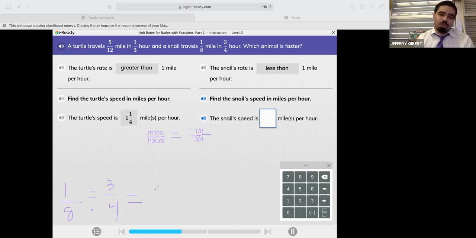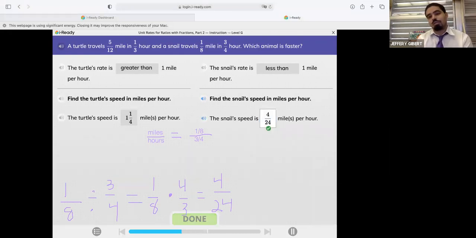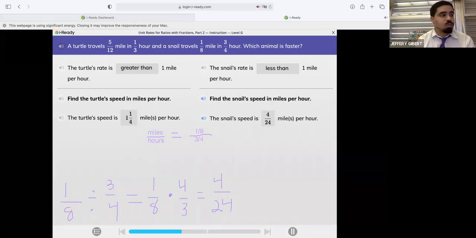And when you divide fractions, keep the first fraction the same. Change division to multiplication and flip the second fraction to its reciprocal. 3/4 becomes 4/3. 1 times 4 is 4. 8 times 3 is 24. And since the numerator is smaller than the denominator, that means this answer is going to be less than 1. It's 4/24. That's right. You can also think about the snail's speed as 1/6 mile per hour.